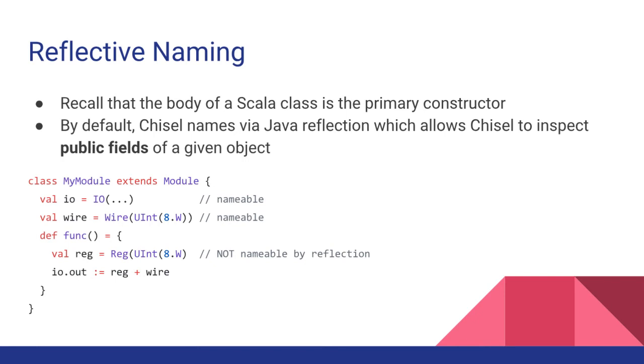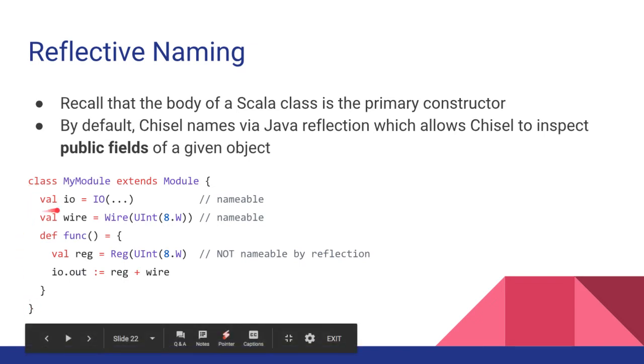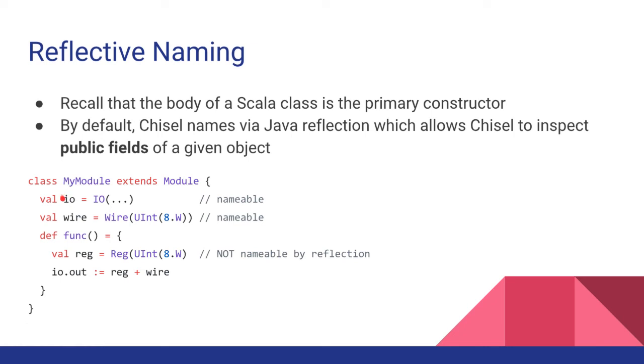Okay. And so what is Java reflection? Reflection is this larger programming construct where a program can introspect, it can reflect on itself. You think about it like it looks in the mirror and says, I know what I am, I'm a module. And so by using Java reflection, we can inspect the public fields of the class, and we can say, I see you have this val io, I know the name of it, the name of the field in Java and Scala is io, I can name that.